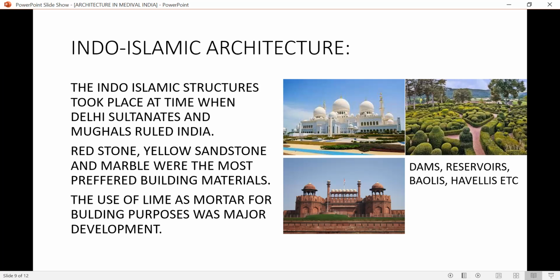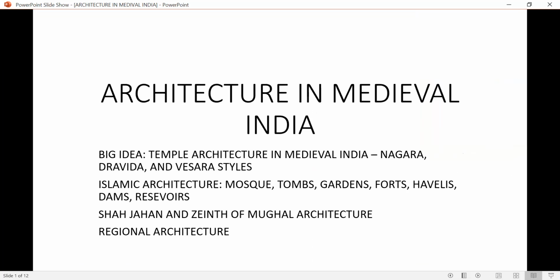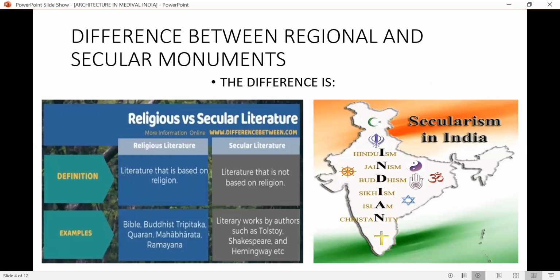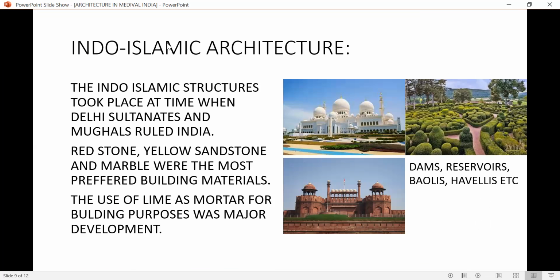For example, the temples are there, the Ram temple or the Krishna temple. These temples are on the basis of Hindu, and on the basis of Islamic, if we talk about the different types of their mosques and gardens and forts, we see different types of Indo-Islamic architecture at that point of time.